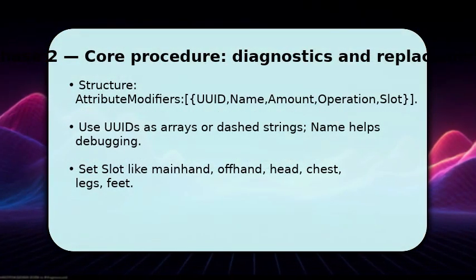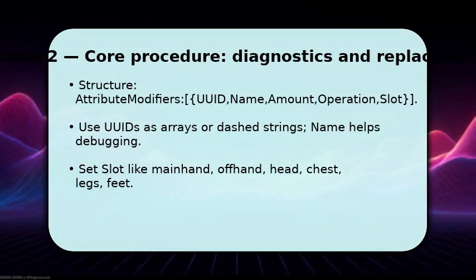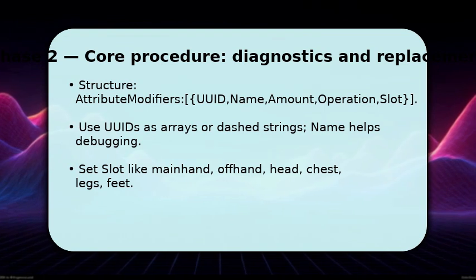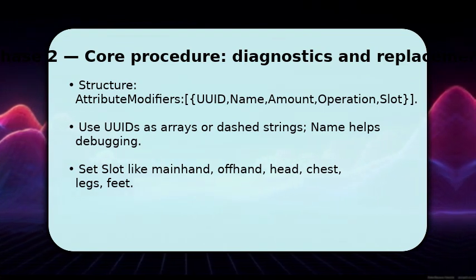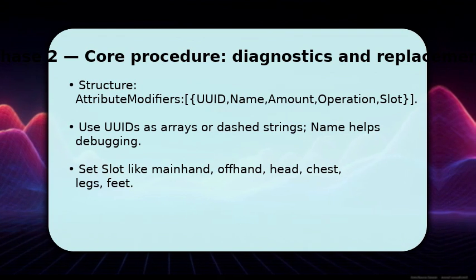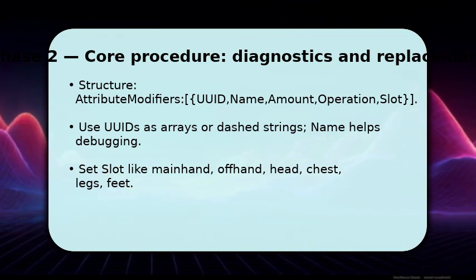Now you build the NBT. Create attribute modifiers as a JSON array. Include UUID, name, amount, operation, and slot. Use UUID as a 4-integer array or dash string. Both work. Name is human readable.